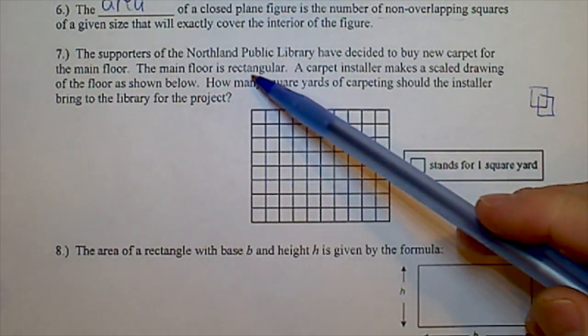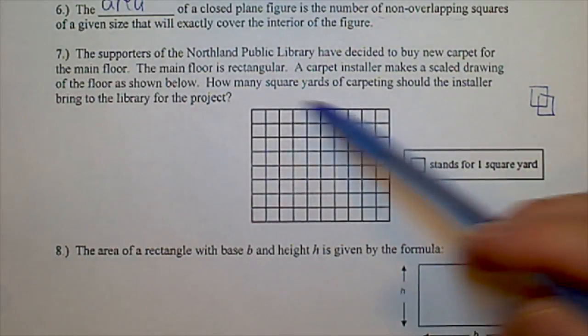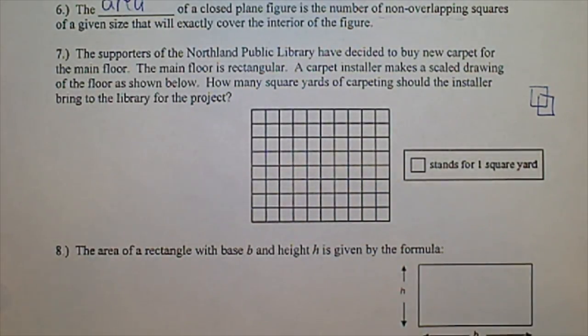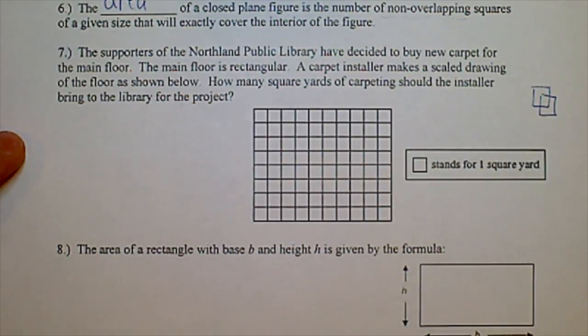So supporters of the Northland Public Library have decided to buy new carpet for the main floor. That main floor is rectangular in shape. A carpet installer makes a scale drawing of the floor as we see here. We want to know how many square yards of carpeting should the installer bring to the library for the project. And again, note that each of these squares that he sketched represents 1 square yard. Pause, take a moment, go ahead and can you give me an answer to this question? How many square yards of carpet should he bring to the library for the project?